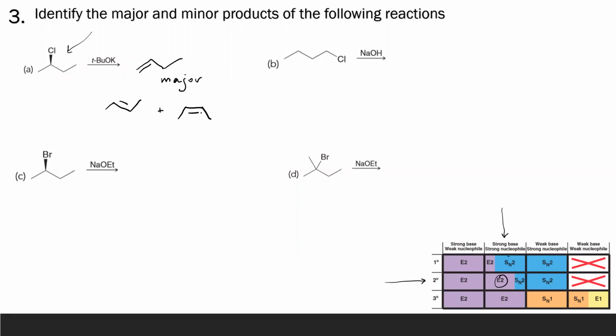Okay, for B, you have a primary substrate and you're using a strong base, strong nucleophile. So you look at the chart here: strong base, strong nucleophile, primary substrate, an SN2 reaction is going to occur predominantly. So the major product is going to be butanol. But we're also going to get some E2 product.